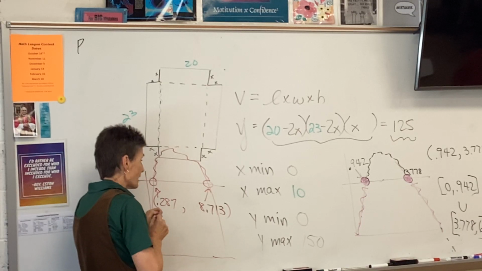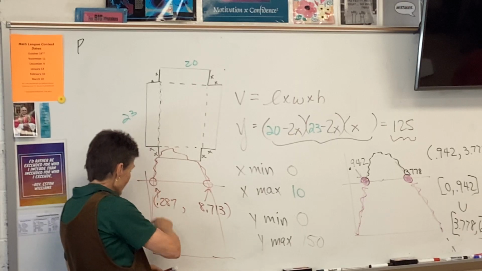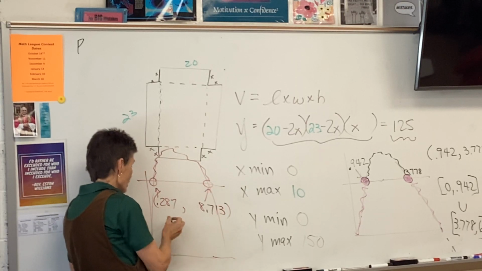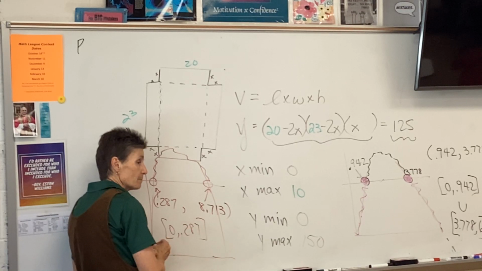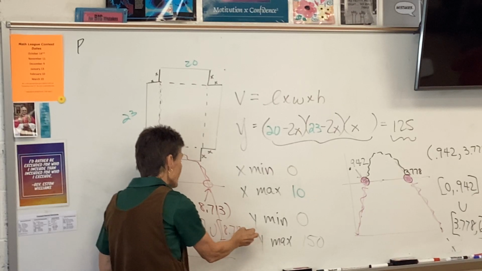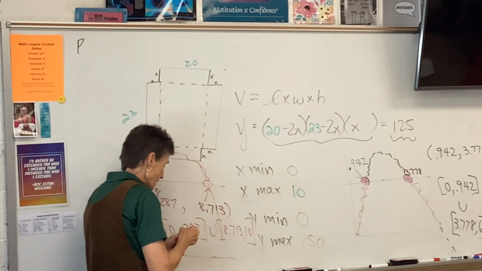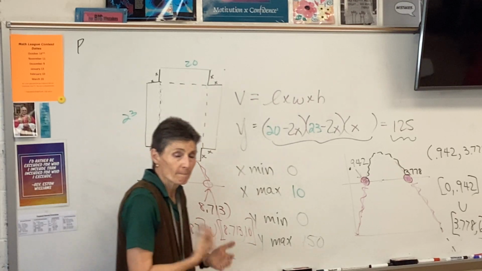And then it says, no more than 125. So we need all of this and all of this. So we're going to start at 0 and go to 0.287. And then we're going to start at 8.713 and go to what? 10. You guys are amazing. You okay with that? All right.